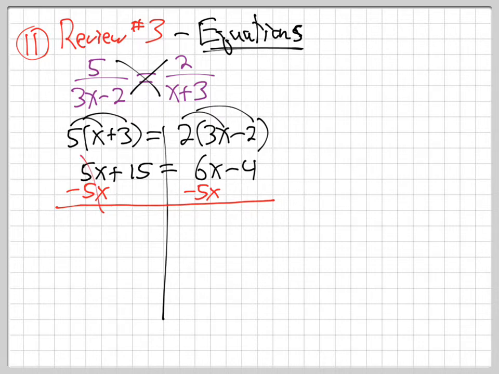These will cancel. And then we have 15. 6x minus 5x is just 1x or plain x. Either way, it's good. And then x is still yelling out, I want to be alone over here on my side of the wall. So now what do we do to get x alone? Add that 4, yeah. We'd always just do the opposite of whatever's with x.